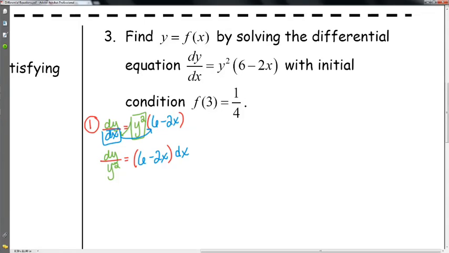And so now I can do my second step, which is to integrate. So second step. So now I'm going to take the antiderivative. I'm going to go ahead and move my y squared up. And so that becomes y to the negative 2 dy is equal to the antiderivative of 6 minus 2x dx.